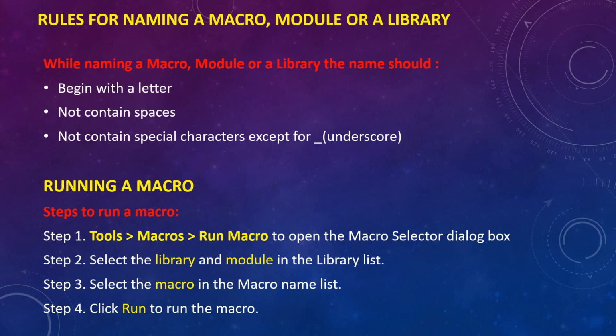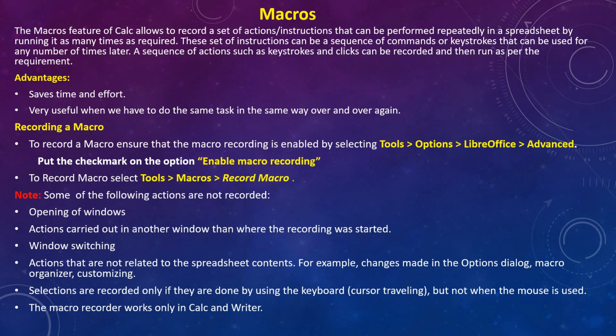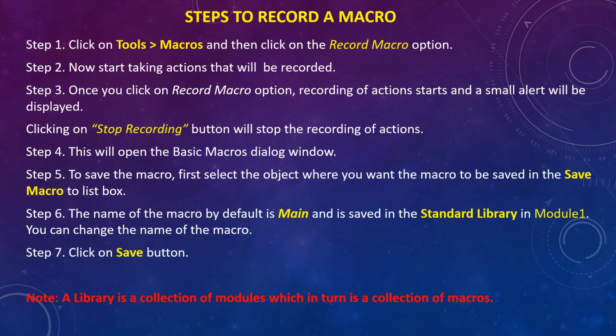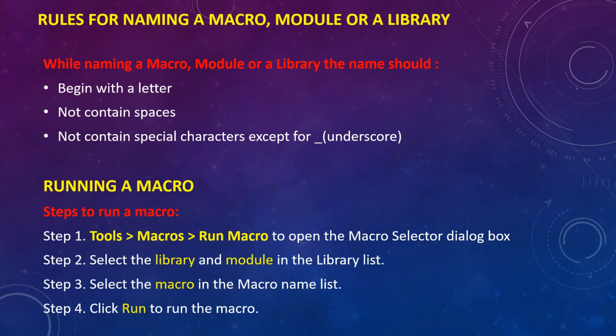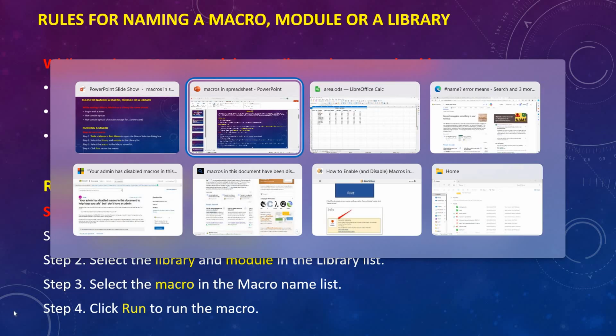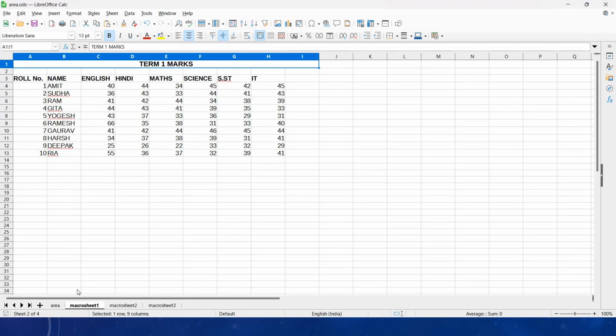So this is basically what a macro is, how we can record a macro, then giving the name to the macro and then running a macro. So let's do it in LibreOffice. This is my sheet where we are going to record a macro. So first we have to record a macro.